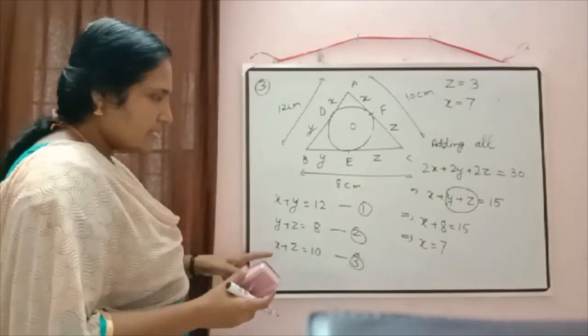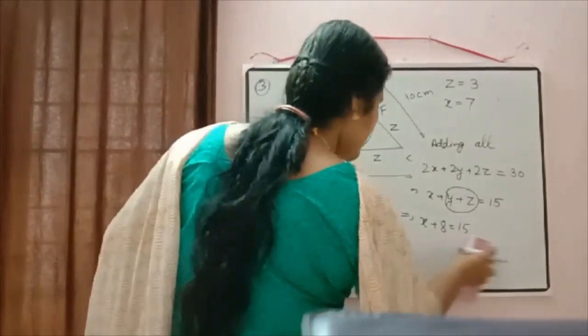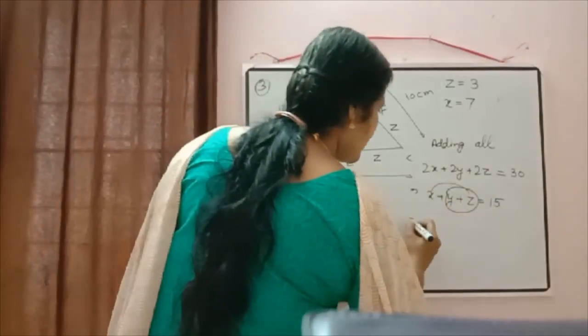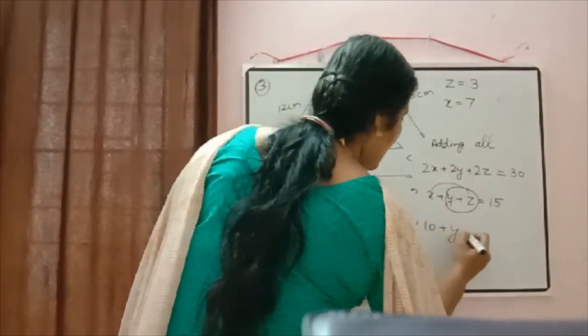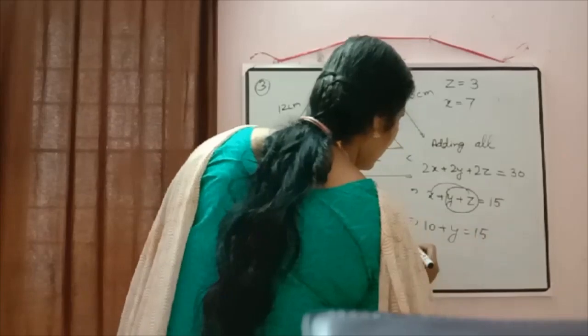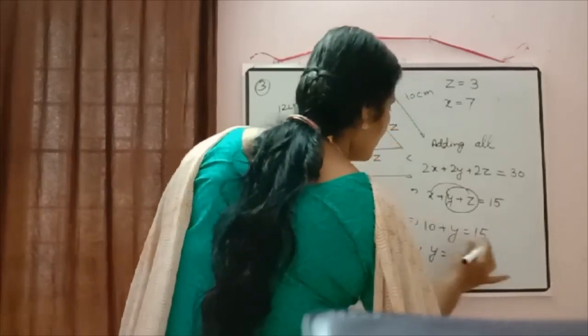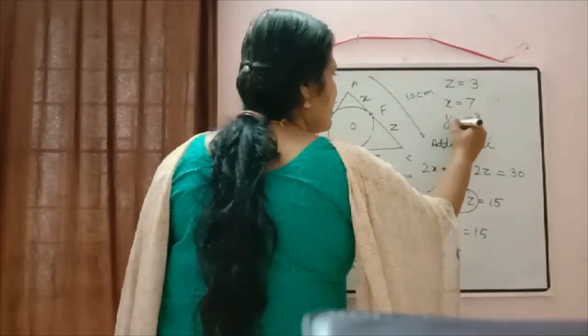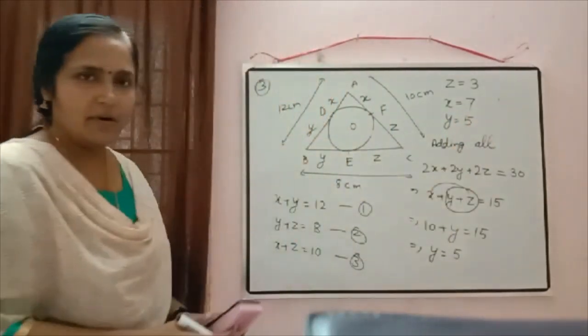Now the third equation is X plus Z is equal to 10. So in place of X plus Z we can substitute 10. So we will get here 10 plus Y is equal to 15, or Y is equal to 15 minus 10. So that will be equal to 5. So we got here Y is equal to 5.